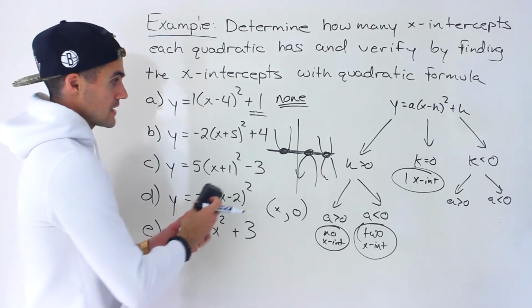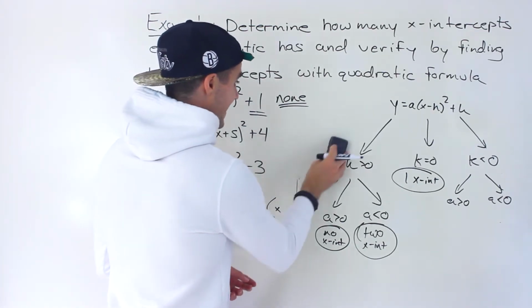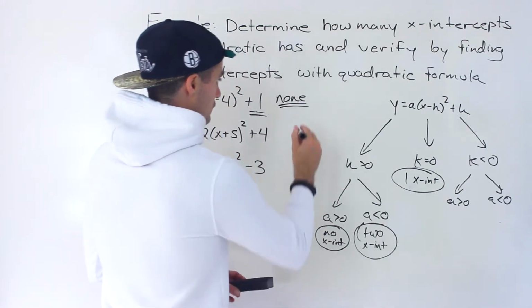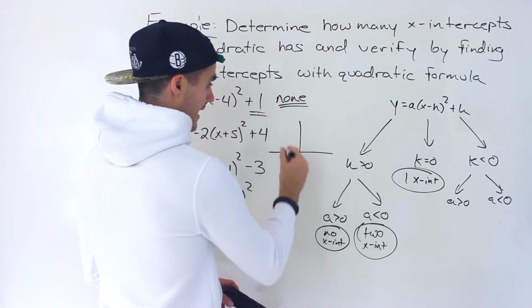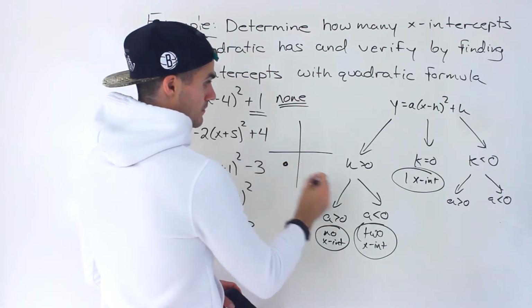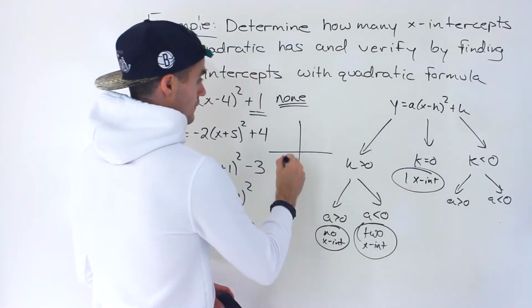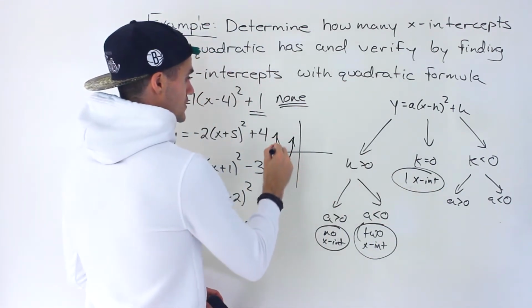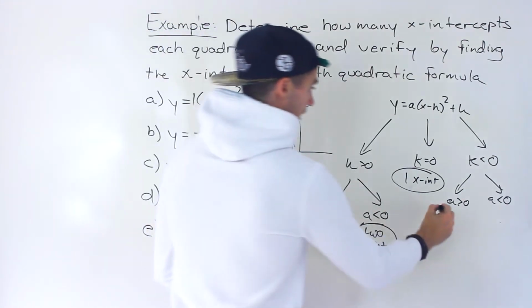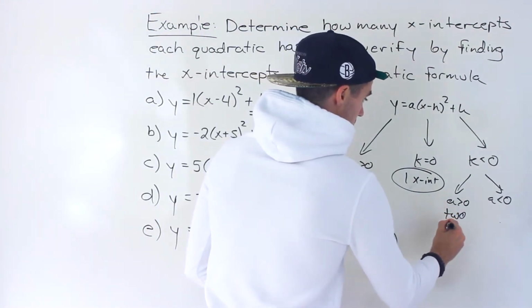Now, the last two cases: if the k value is negative, it means that the vertex is going to be below the x-axis. So let's say it's right here. And if the a value is positive, then there's for sure going to be two x-intercepts in this case.